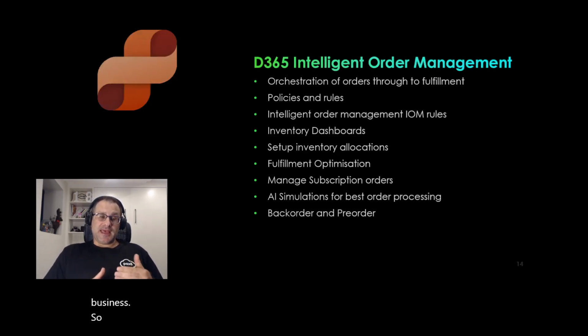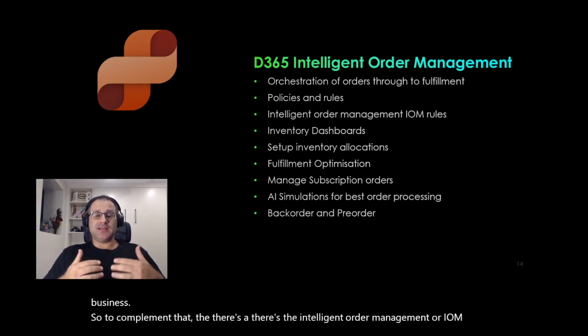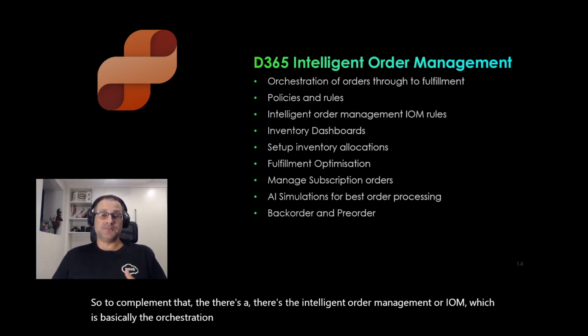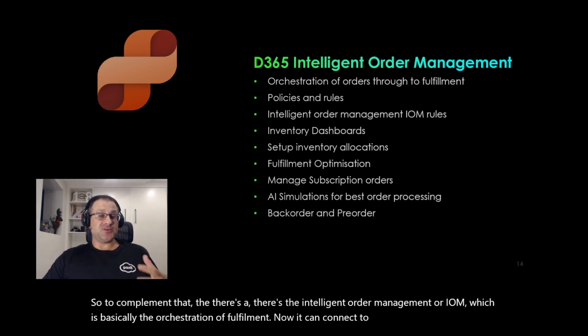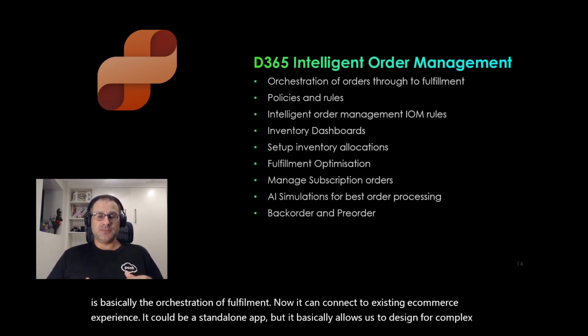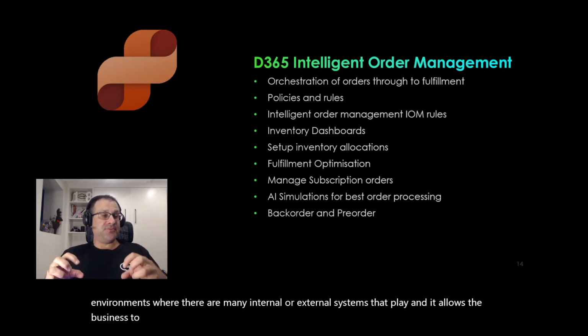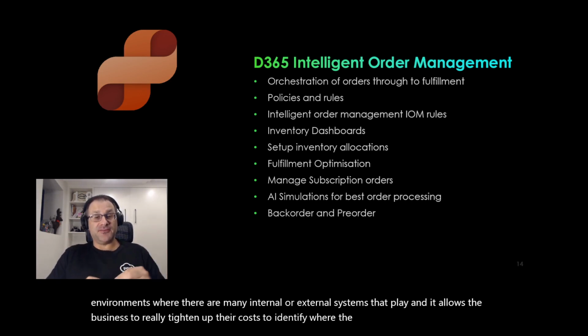So to complement that, there's the Intelligent Order Management, or IOM, which is basically the orchestration of fulfillment. Now it can connect to an existing e-commerce experience. It could be a standalone app, but it basically allows us to design for complex environments where there are many internal or external systems at play, and it allows the business to really tighten up their costs, to identify where the challenges are in fulfillment.